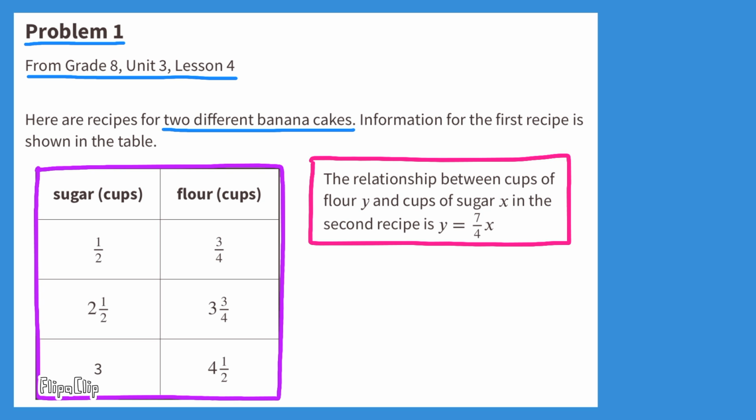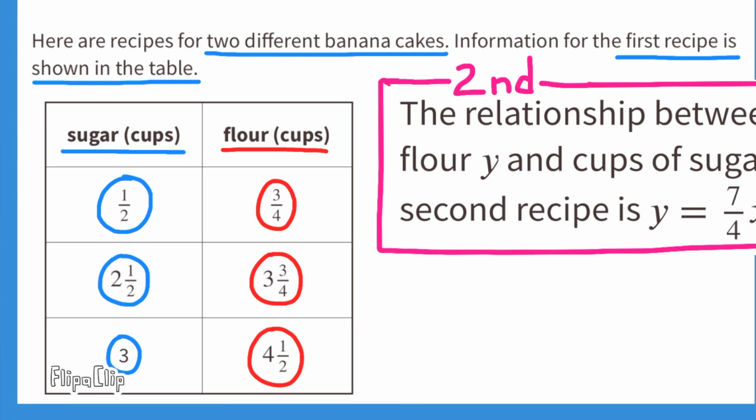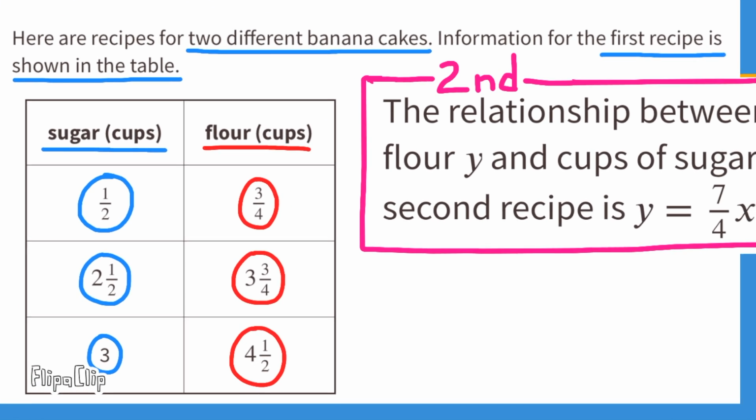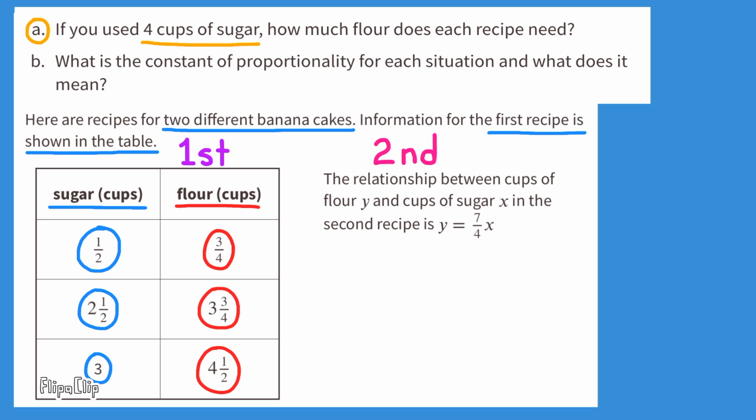The relationship between cups of flour, Y, and cups of sugar, X, in the second recipe is Y equals 7/4 times X. This table represents the first recipe, and this equation represents the second recipe. A. If you used 4 cups of sugar, how much flour does each recipe need?